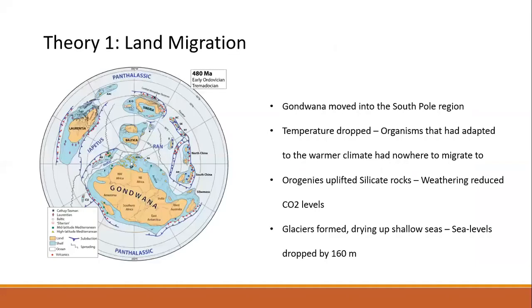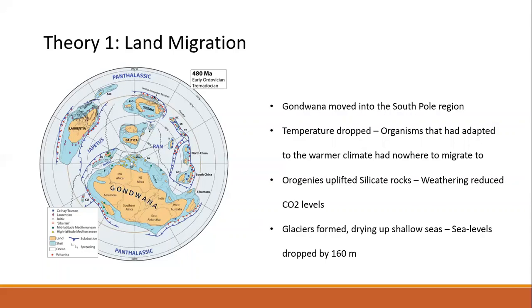The first theorized cause for the Ordovician-Silurian extinction is land migration. As noted earlier, during this 44 million year period, Gondwana continued to drift into the region of the South Pole, which was quite unfortunate for the organisms that had adapted to the previously warm climate featured in the Ordovician period. And being out in the middle of the South Pole, surrounded by glaciers, they had nowhere warmer to migrate to.